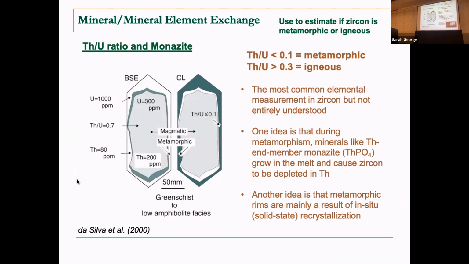So we can use these to say something about whether we think these zircons are going to be igneous or metamorphic. Mauricio will also get into this a bit more tomorrow. But basically, we think the primary idea on what's controlling this is that if we have monazite growing, which is a really common metamorphic mineral, it's going to suck up all of the thorium. So it's going to sequester that, and it's not going to be available for zircon.